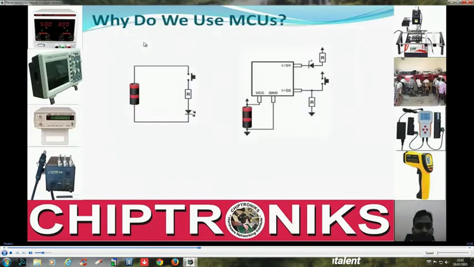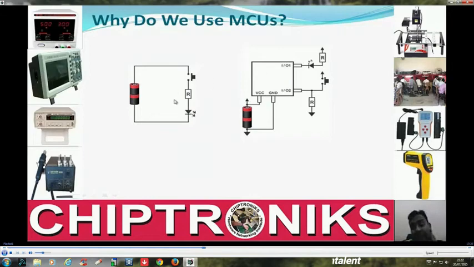Okay, why do we use a microcontroller? Now the question is, why do we actually use a microcontroller? Let's understand these two images. In the first image we have a switch, a resistor, an LED, a light emitting diode, and a battery. If we turn on the switch, then current will flow and the LED will glow.